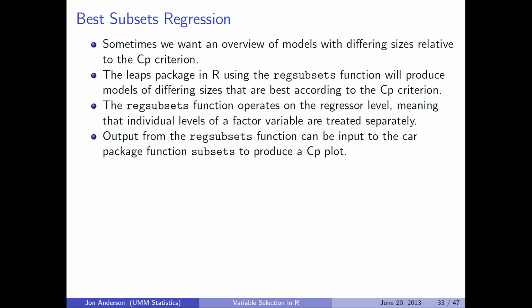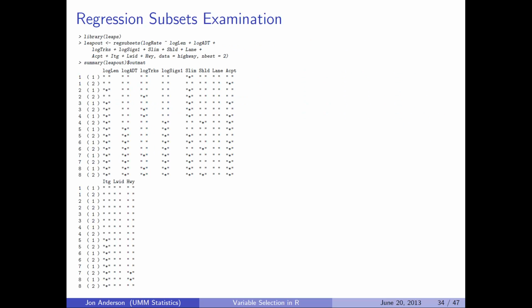I'm not going to spend too much time on the best subsets regression here, starting on overhead 33. I just want you to be aware of some other packages and functions in R that you can sift through and look at different model subsets. And so here on overhead 34, I've used the regression subsets command from the LEAPS package to give me a list of the predictors that are involved in the 2 best models of every size.